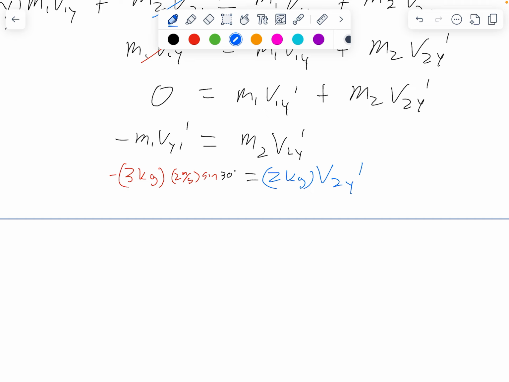All right. So then let's see. Oh, look, I can even factor out a 2. That's kind of nice. All right, so what am I left with? I got negative 3 times sine of 30 degrees is equal to v2y prime. Okay, and I just remember this, the sine of 30 degrees is equal to 0.5. All right, so just because I remember it, 3 times 0.5 or 3 times a half is 1.5 meters per second, and that's my v2y prime.